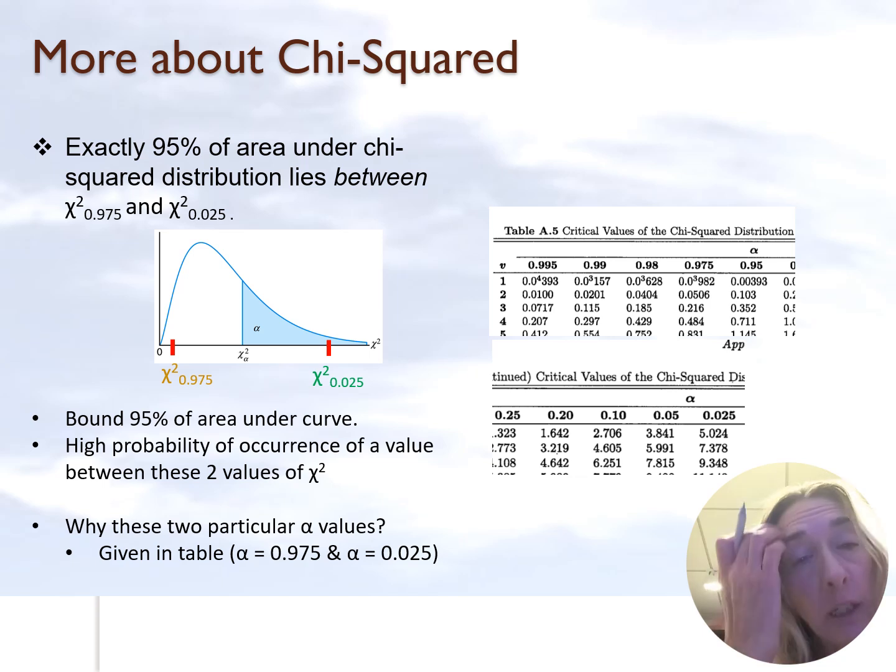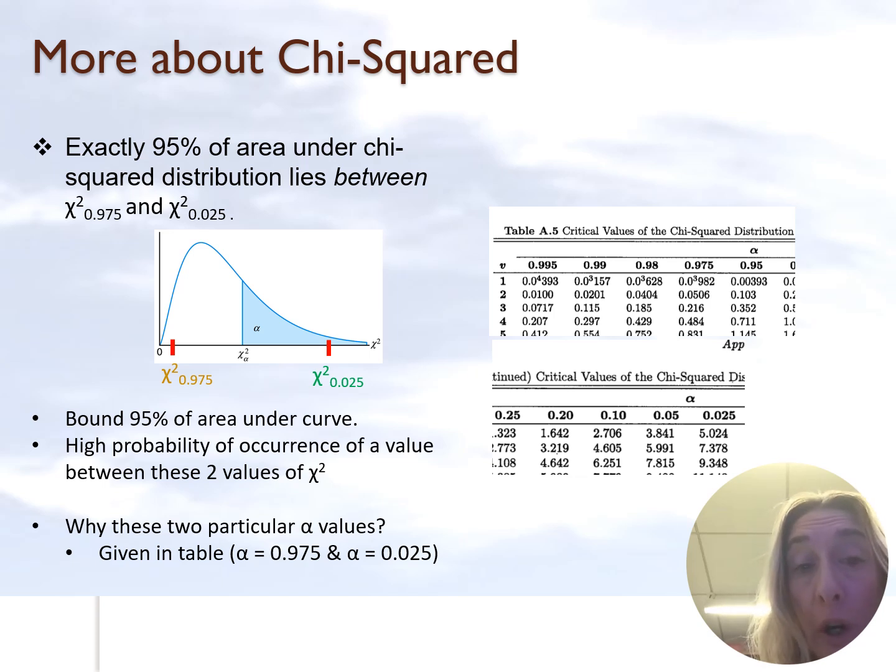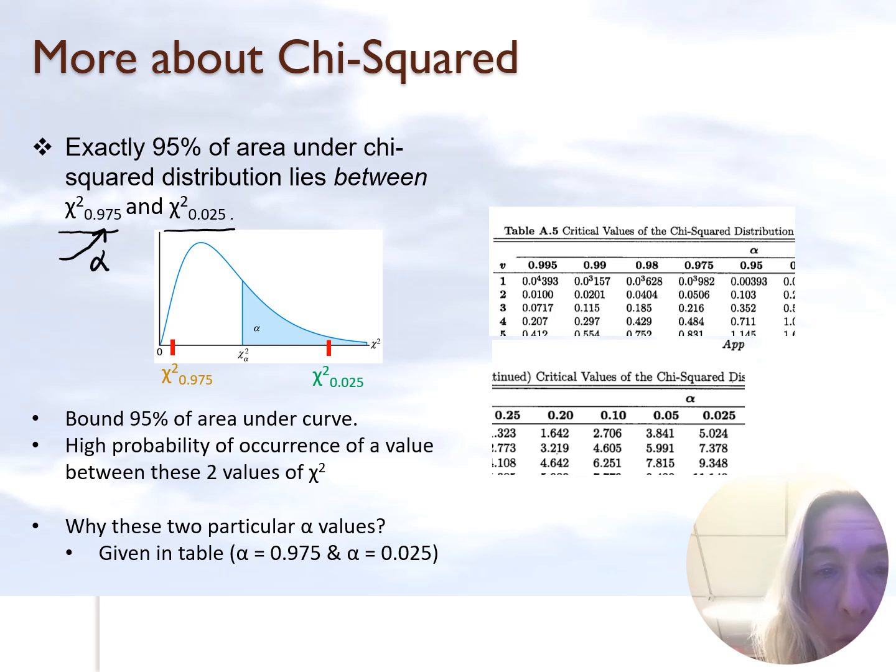So let's talk a little bit more about the chi-square distribution. It should be somewhat intuitive to you that exactly 95% of the area under the chi-square curve lies between these two values of chi-square that sit along the x-axis. Let's explore why. Remember, these are alpha values. They refer to area to the right.